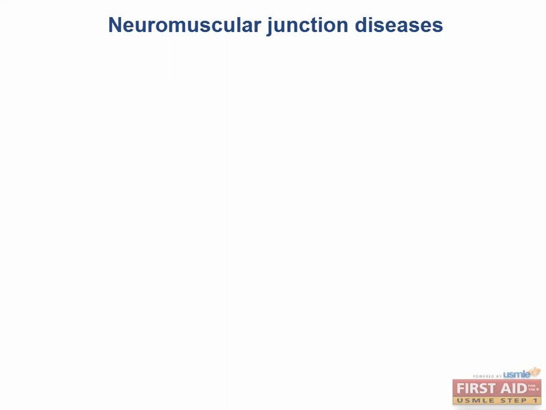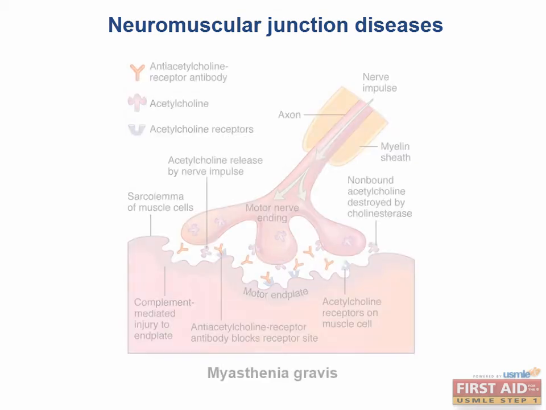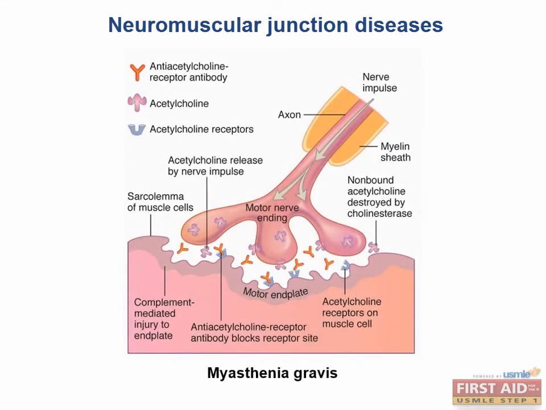So there are a wide variety of neuromuscular junction diseases, but there are probably only two that may show up on your boards, and these are myasthenia gravis and Lambert-Eaton, sometimes known as Lambert-Eaton myasthenic syndrome. But don't confuse the two. Of the two, the most common is myasthenia gravis.